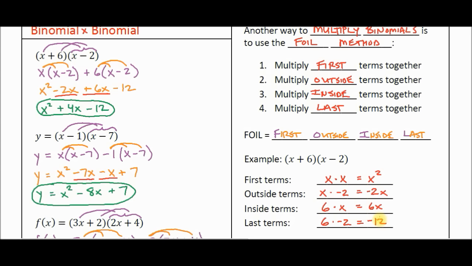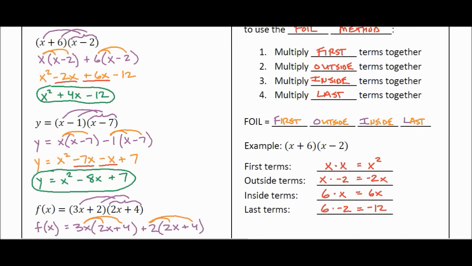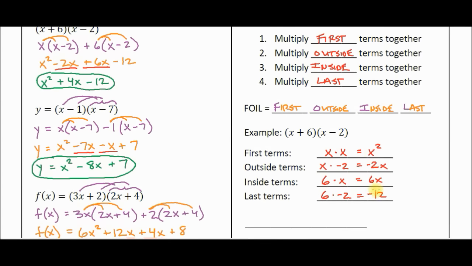Now, I have some students sometimes, they see this thing last terms, and guess what they think of? These two. Those are on the end. You need to be careful about that, class. When it says last terms, it's talking about the last term in each binomial. When it's talking about first terms, it's the first term in each binomial. When it's talking about outside terms, now it's looking at both binomials together, and inside terms, same thing, both binomials together.